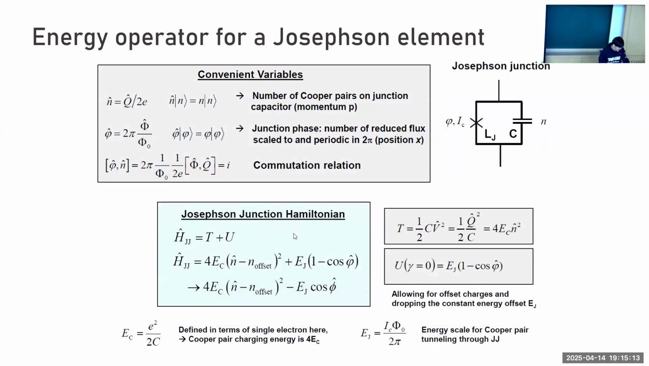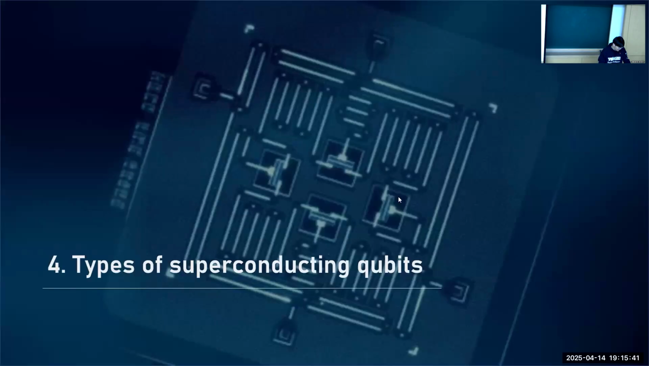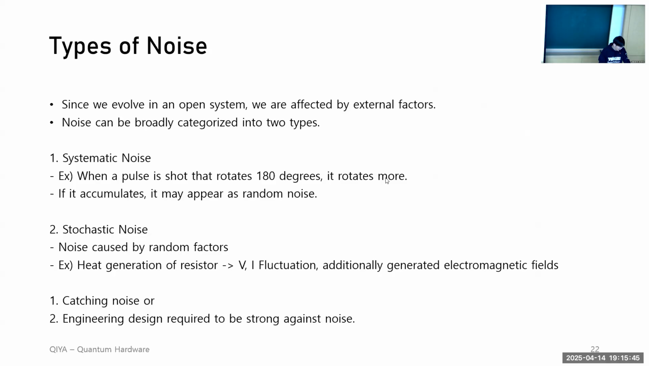So we can construct this kind of Josephson junction Hamiltonian by this quantization. So we can see this Hamiltonian by these equations, so we can make some Josephson junction Hamiltonian. And after this, we can insert some interaction Hamiltonian after this term. So I'm going to talk about the types of noises.